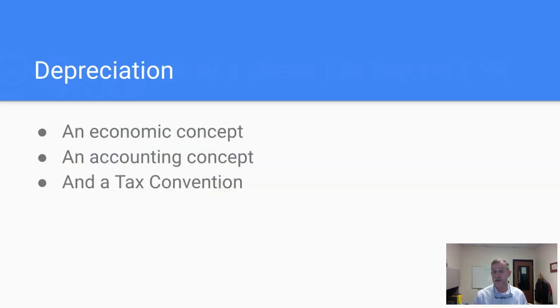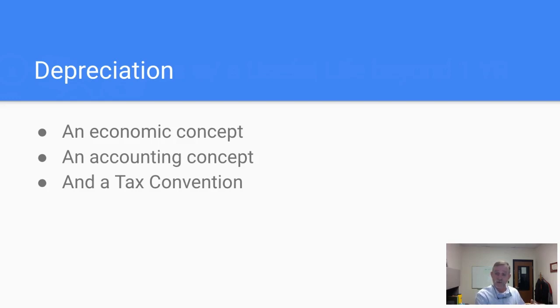Depreciation, then, is an economic concept, an accounting concept, and a tax convention, at least that's what the IRS likes to call it. We manipulate our numbers a little differently on a tax basis than we might in order to give us good analytics to make good management decisions. And we keep the tax part of it separate. It's an important component, but we keep it separate.